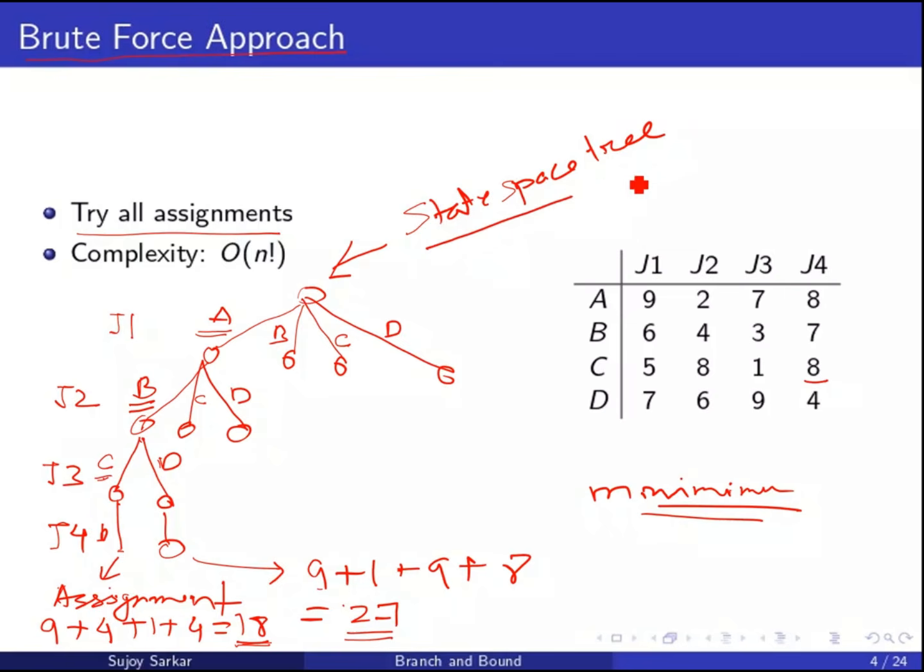Fine. So if we apply brute force, how many such assignments are there? For that we have to find out in this tree how many leaf nodes or how many paths are there. We can easily count that. We can see in this level there are 4 nodes, and each node in the next level will have 3 children, and each node in the next level will have 2 children, and each node in the next level will have 1 child.